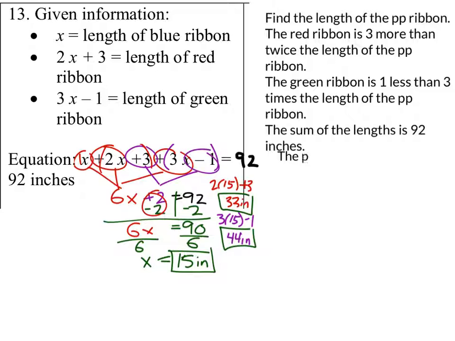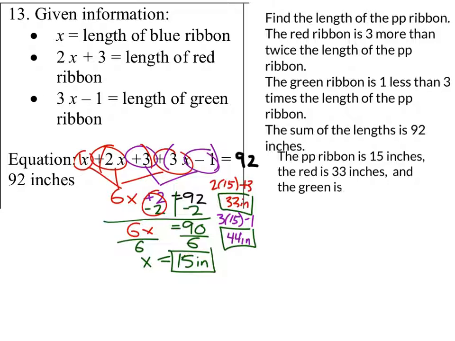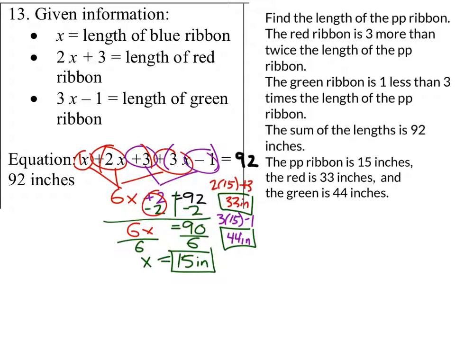Alright, the purple ribbon is 15 inches. The red is 33 inches. And the green, anything with green, green is 44 inches. Bam. That's it. Let me move this down a little bit.